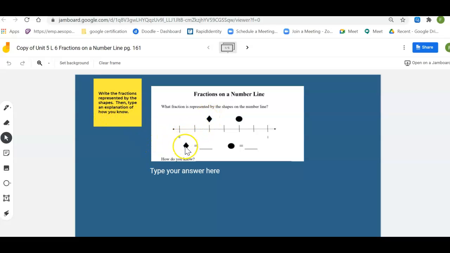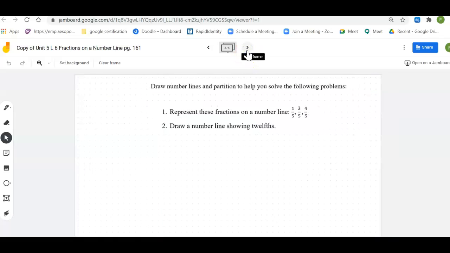So what does this symbol mean? You put it right here. What fraction should it be? And for the circle, what fraction should that be? By looking at the number line, and you can type your answer in here too for your explanation. And there's some other ones on here. The other parts are for you to draw number lines and partition to help you solve the following problems.